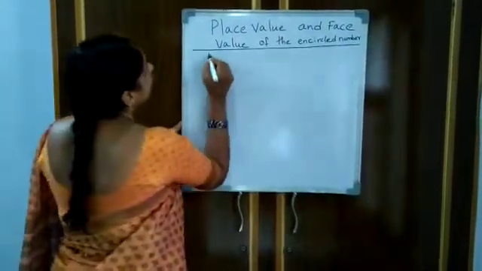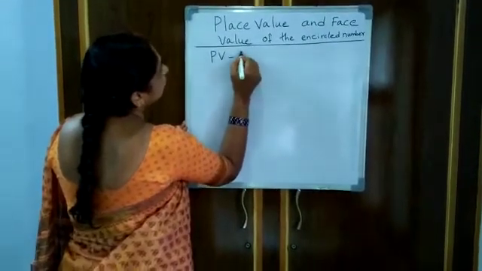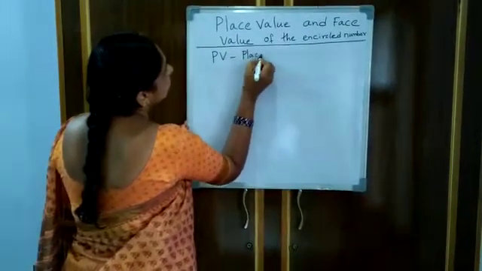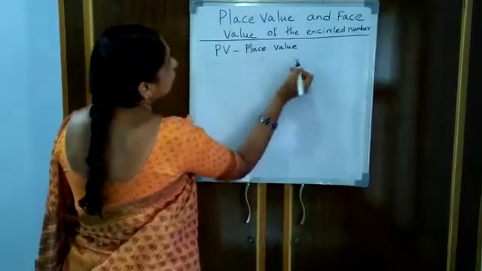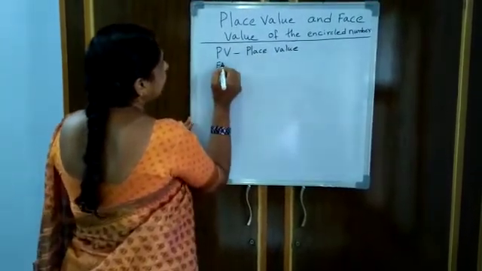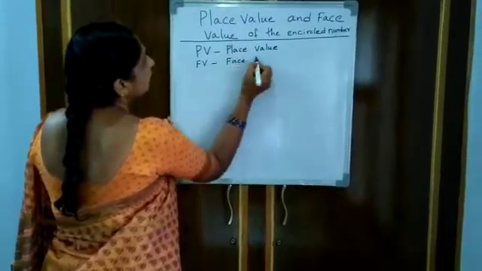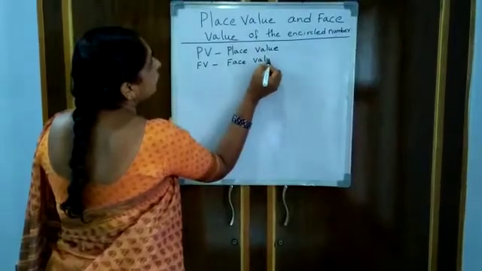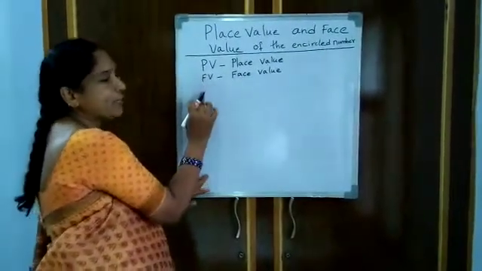See, PV. PV means place value: place, place; value, value. FV means face value: face, face; value, value. See here, place value and face value.